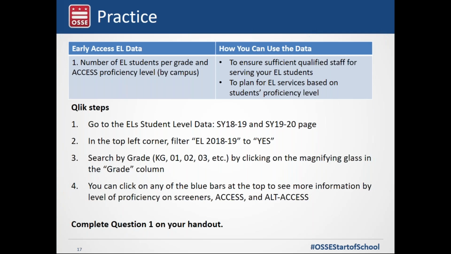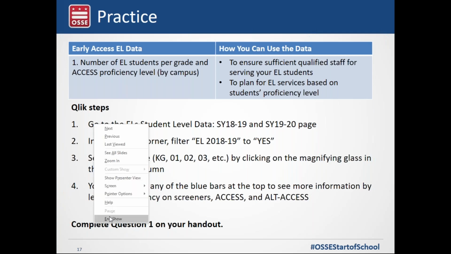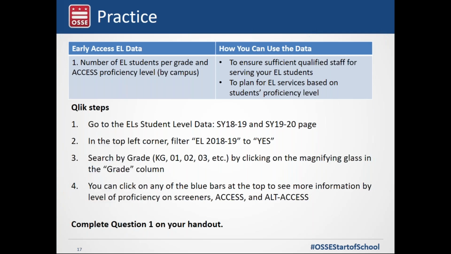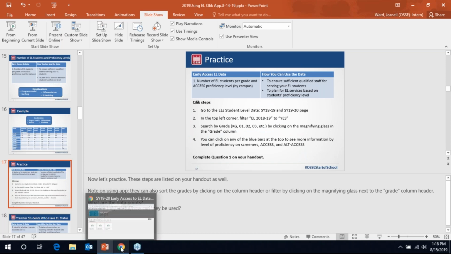We can search by grade by clicking on the magnifying glass and filtering out whichever grades we are interested in. And we will see blue bars at the top that create a graph. And we can use that to see more information by level of proficiency on screeners, ACCESS, and Alt ACCESS. So we will exit this PowerPoint now and switch to the app to show you that in action.